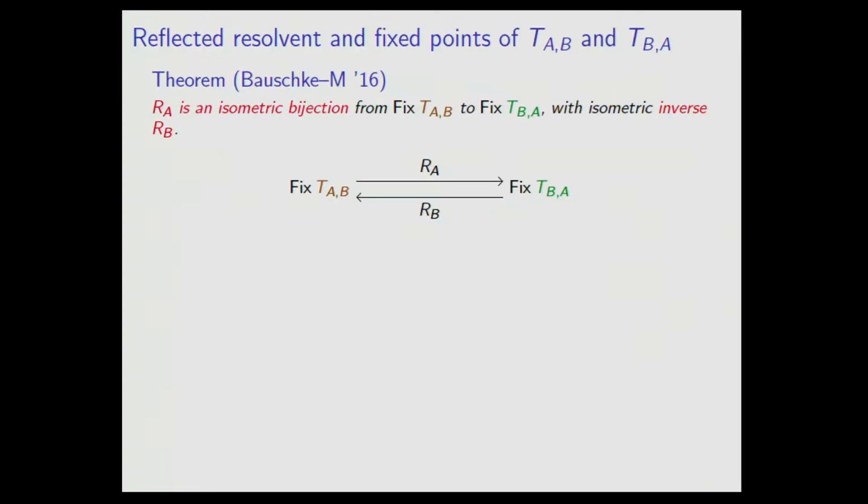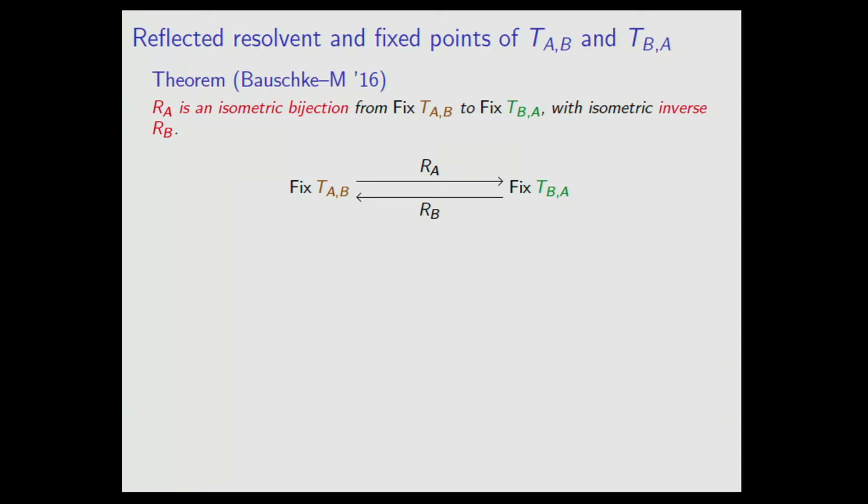So the first result that we were able to show is those reflected resolvents are actually very nice. They act as isometric projections from the fixed point of one order to the other. So RA would map fixed point TAB to fixed TBA, and that's a bijection, an isometry. And its inverse actually is the other reflector. And the proof of this part is really easy. It will fit in the next slide, very simple.